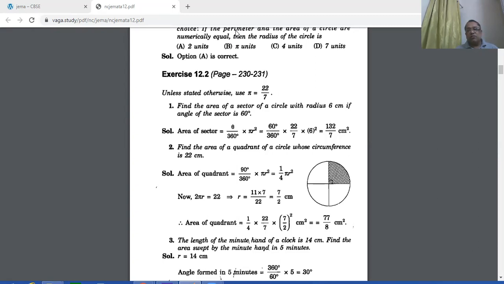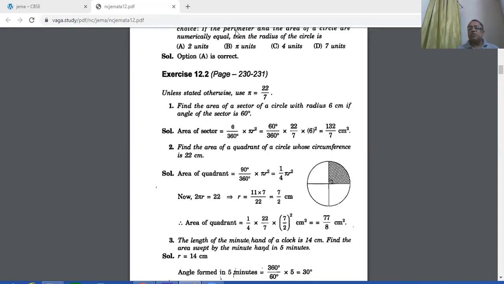So we are left with 11 into 6 into 6 upon 3 into 7. We can cancel 3 and 6. So this is 11 into 2, 22 into 6, 132 upon 7. So that's the answer. And if you check the answers at the back, all the answers are in fraction form. You need not convert this into decimal unless they specify to take the value of pi as 3.14.